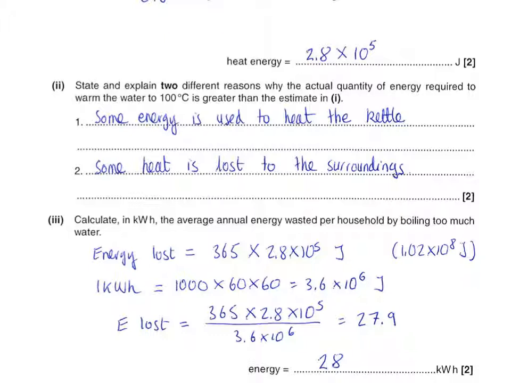So where does that heat energy go? Well, some is used to heat the kettle, and some will be lost to the surroundings, to the air. That would perhaps be an even better, more specific answer. There was a third possible answer there, which was that some energy was used in boiling the water between the time when the water reaches 100 degrees and the kettle does the automatic switching off.